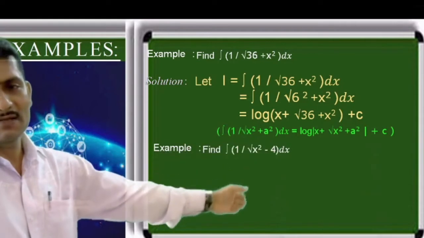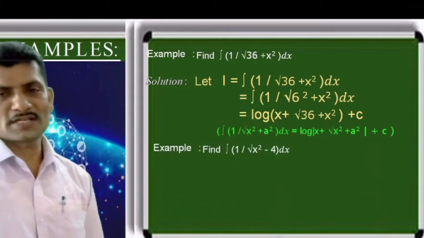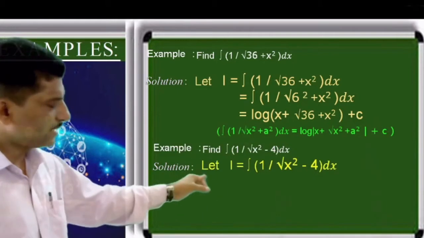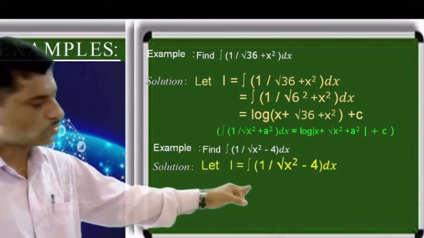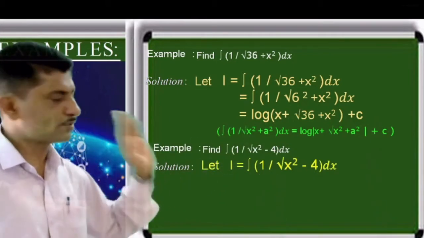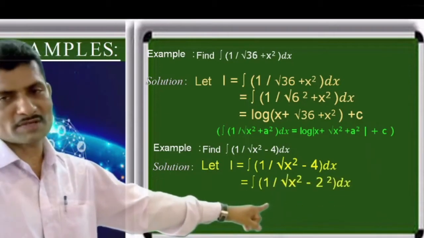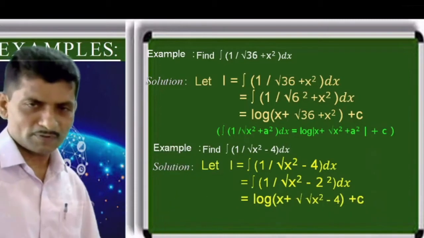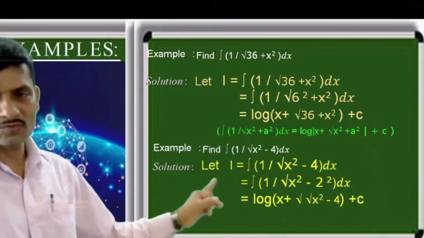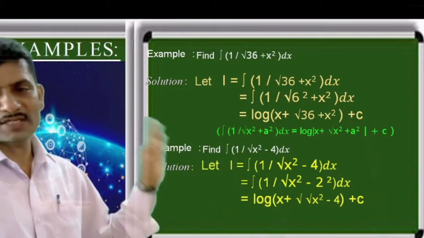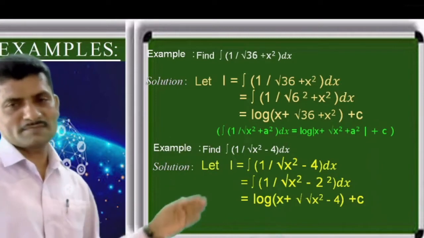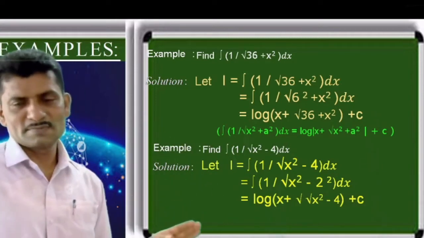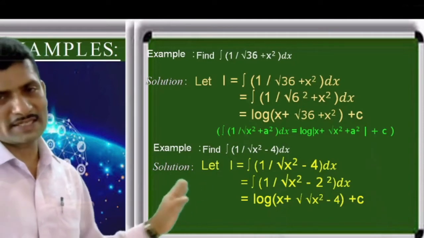And one more, the next type of problems: find the integral of 1 by root of x square minus 4 dx. I is the given integral. Very simple question. Integral of 1 by root of x square minus 4 dx. 4 can be written as 2 square. X square minus a square. And we know the log form: log of x plus root of x square minus 4 plus integral constant.